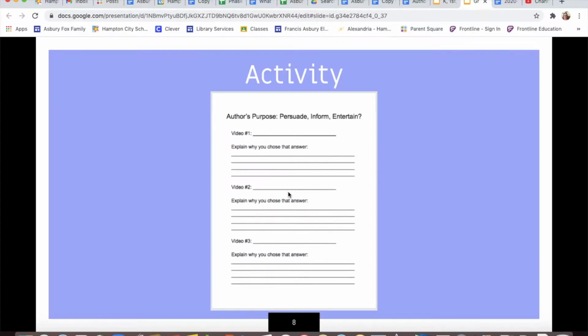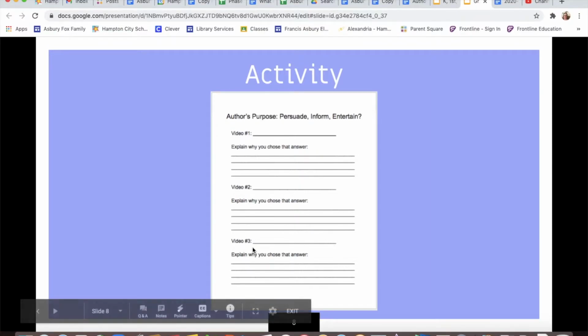After we listen to the video, then you will pause the lesson again, and then you will write what you think the purpose was. And then underneath that, 1 or 2 sentences explaining why. And then video number 3, after that, you will pause the lesson, and again write down which purpose you think. And then 1 to 2 sentences about why.